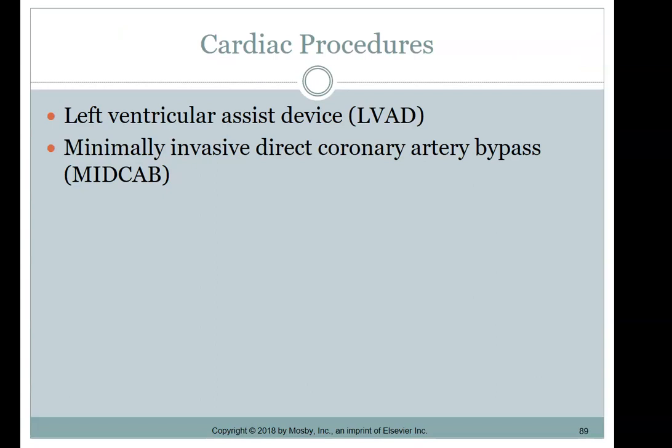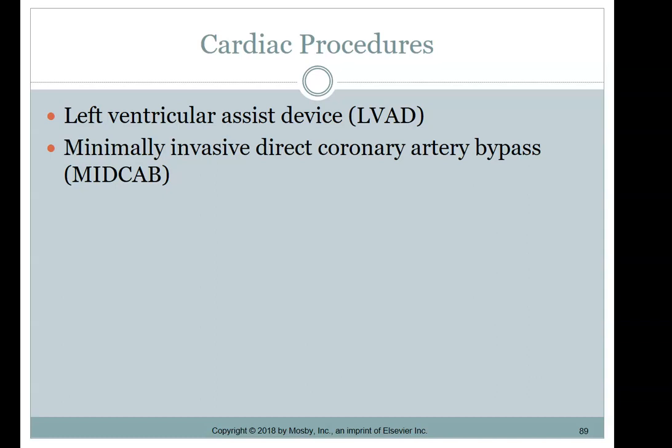Cardiac procedures. The left ventricular assist device, the LVAD, is a mechanical pump device that assists a patient's weakened heart by pulling blood from the left ventricle into the pump and then ejecting it into the aorta. The LVADs may be used on those patients awaiting a transplant.